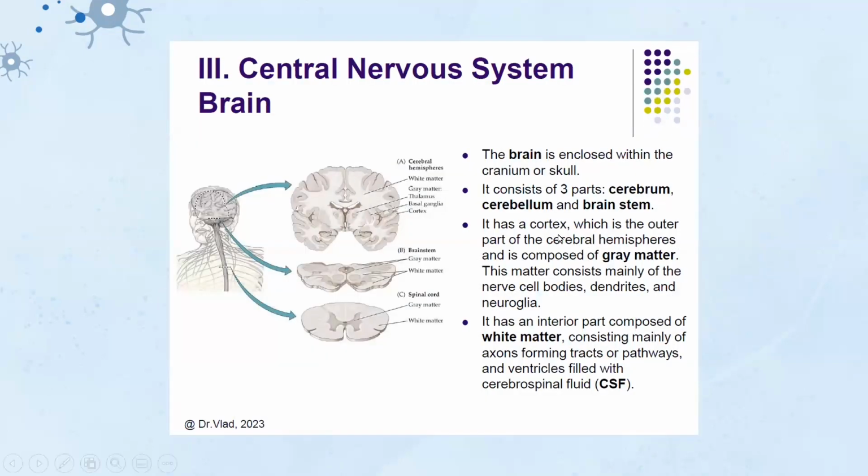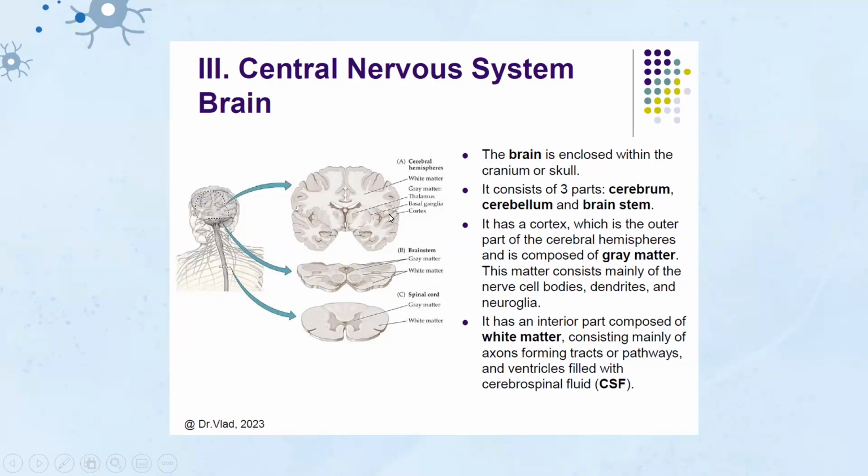Okay, so now let's move on to the central nervous system. We said that the central nervous system is made up of two organs, the brain and the spinal cord, right? The brain is enclosed within a cranium or a skull. It has three parts: the cerebrum, the cerebellum, and the brain stem. It has the cortex. The cortex is the outside part of the brain.